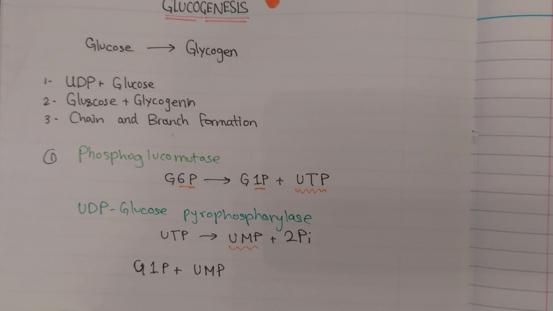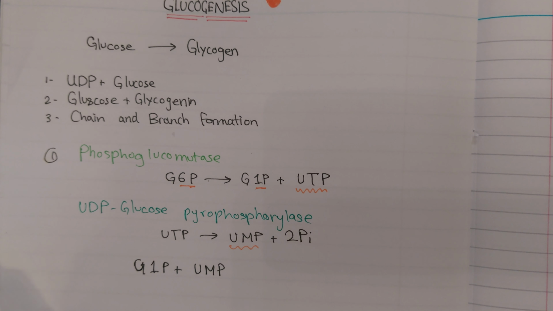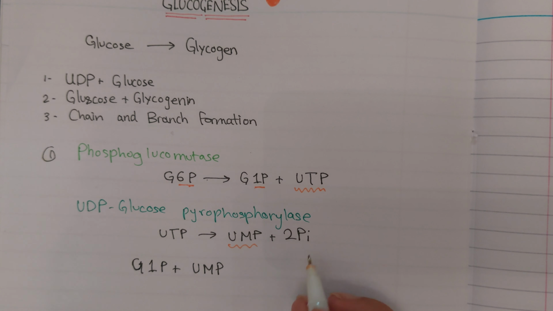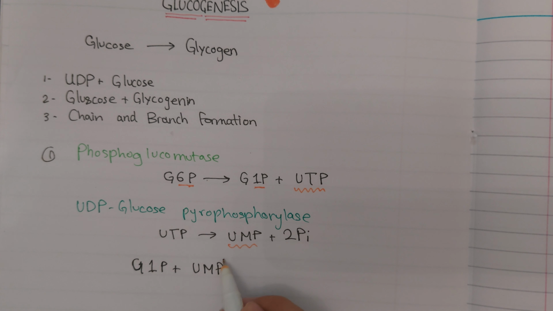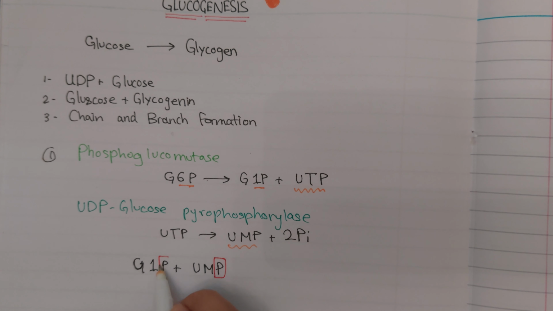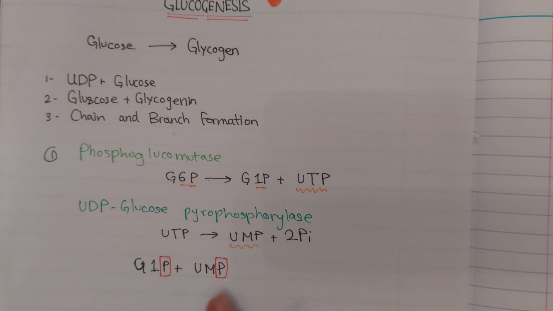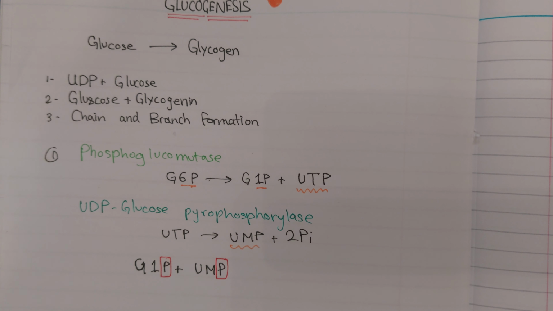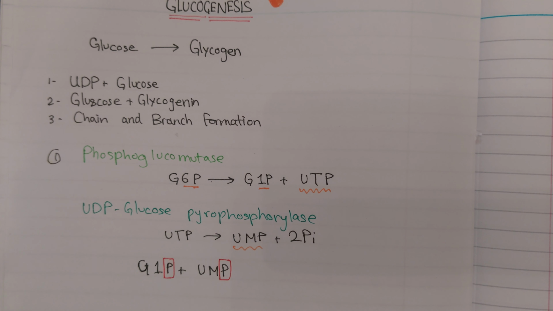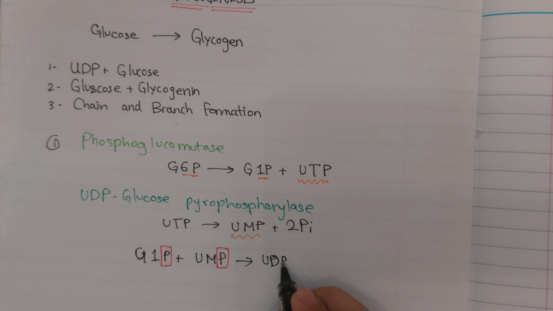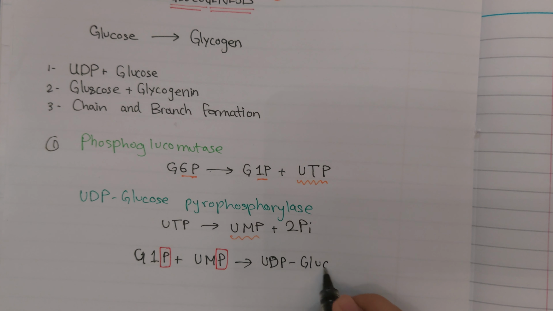And you would wonder how UDP glucose forms, because this is UMP, this is not UDP. So what happens is that one phosphate from UMP and the other phosphate from glucose 1 phosphate bind together to form 2 phosphates. So therefore, UDP glucose is formed.